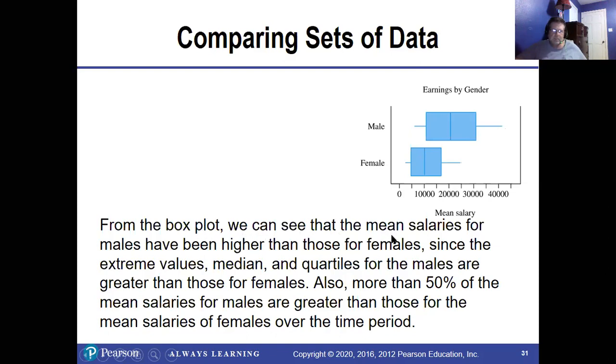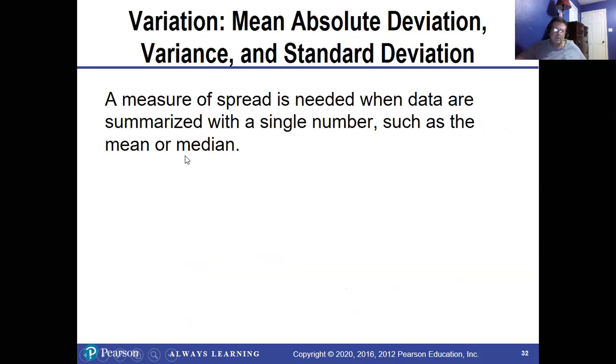From the box plot, we can see that the mean salaries for the males have been higher than those of the females, since the extreme values, median, and quartiles for the males are all greater than the females. Also, more than 50% of the mean salaries for males are greater than those of the females over the period of time. So you've got this median, and all the means would be in here somewhere, and that's why it's kind of a weird chart.